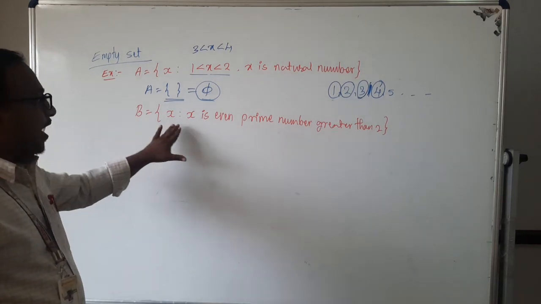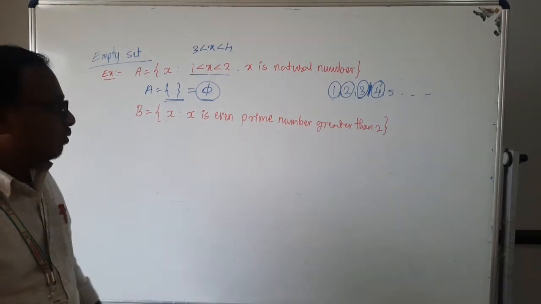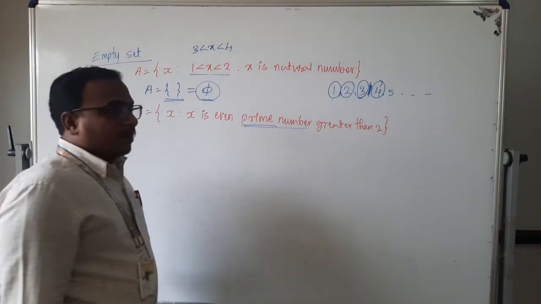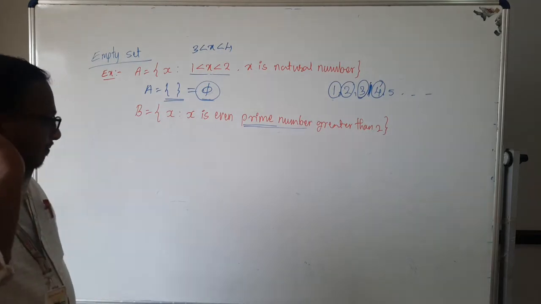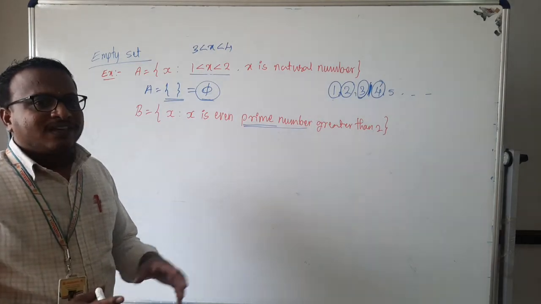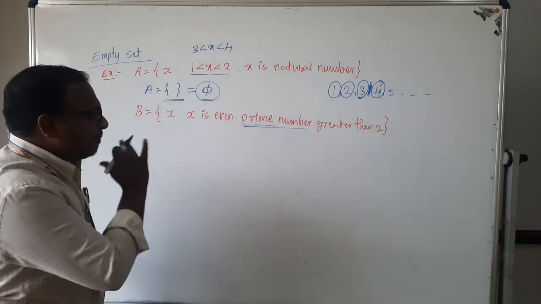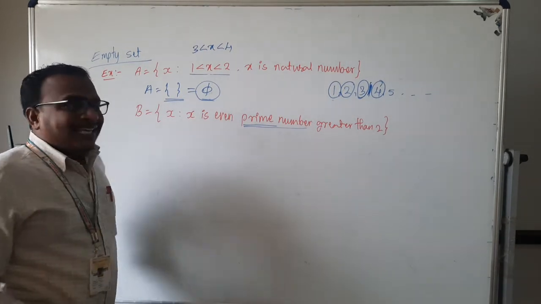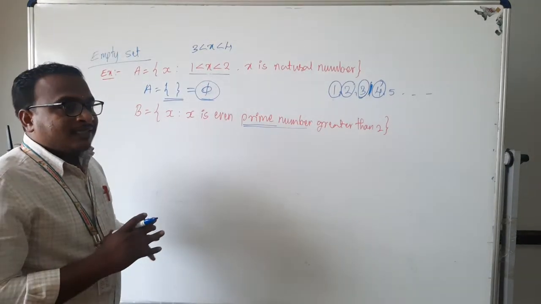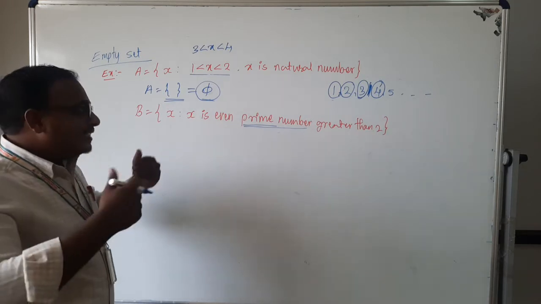Okay, next observe the second example. Here P is equal to x such that x is an even prime number greater than 2. Before solving this one, we have to know prime numbers. In the first class we have discussed prime numbers. What are the prime numbers? Let me recall. Prime number means the number cannot be divisible by any other number; it is divisible only by 1 and itself.